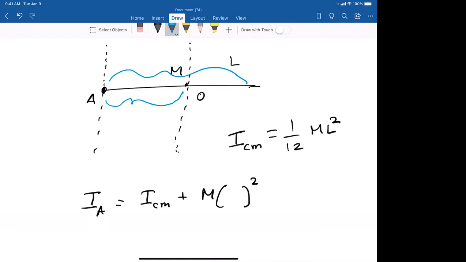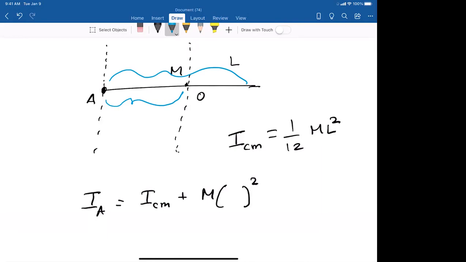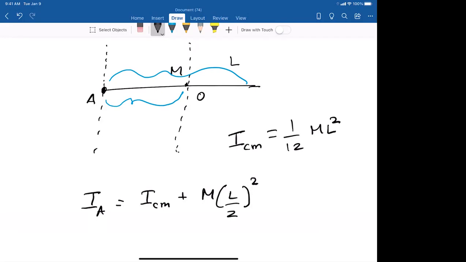L minus AO. The point O is at the midpoint of the rod. Yeah, it's L divided by 2. That makes sense? That clear? So this is just going to be L divided by 2. Is that clear to all of you? Alyssa, is that clear? Yes. Okay. So now we can finish this.